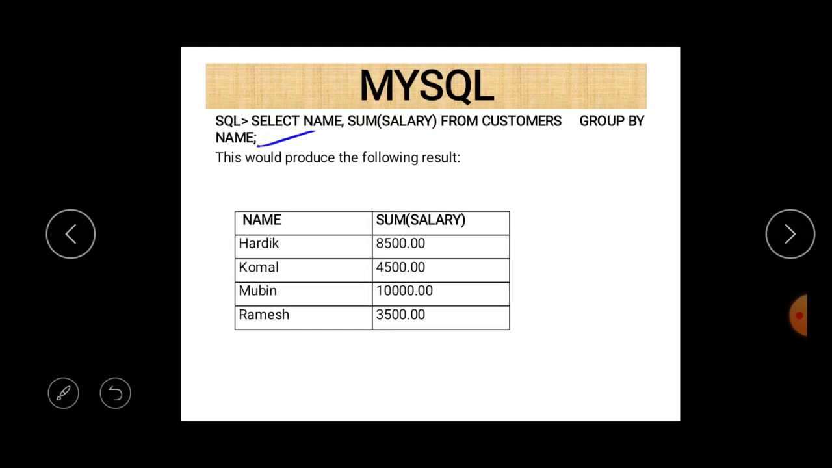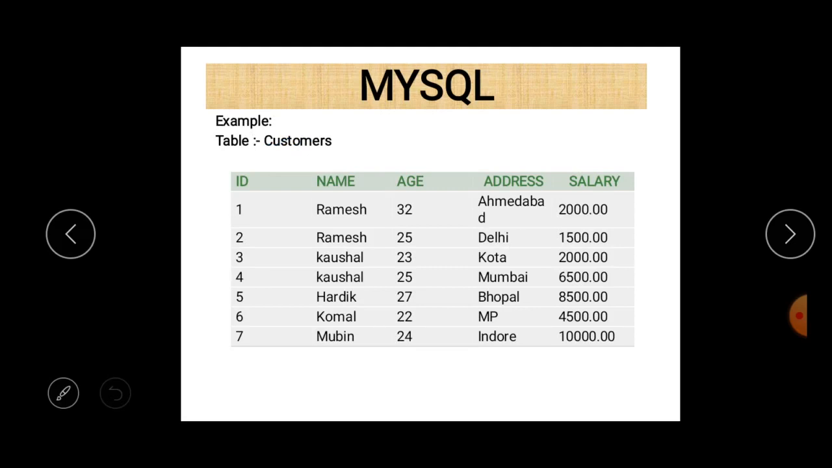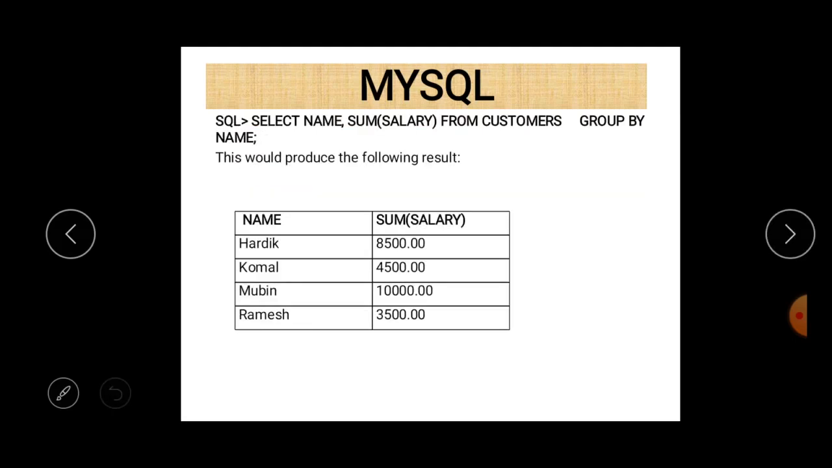Write select, then name, and here we want to find out the total salary on the basis of name. Then from the table named customers, and here we form a group on the basis of name. So group by name. Now you can easily see that 4 different names are there, that is Ramesh, Kaushal, Hardik, Komal, and Mubin. 5 names are there.